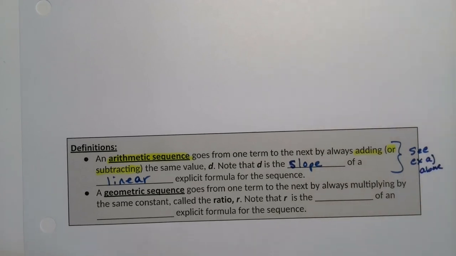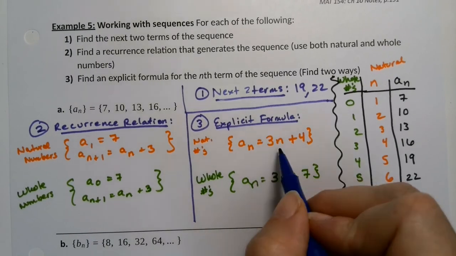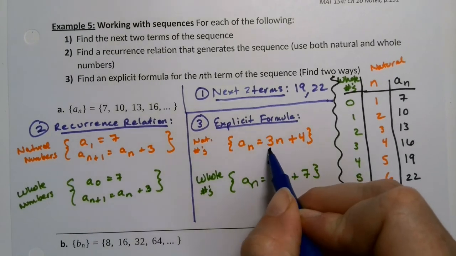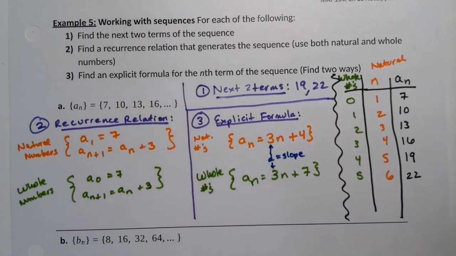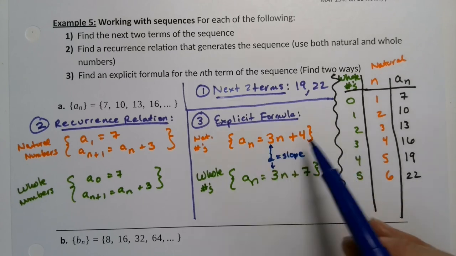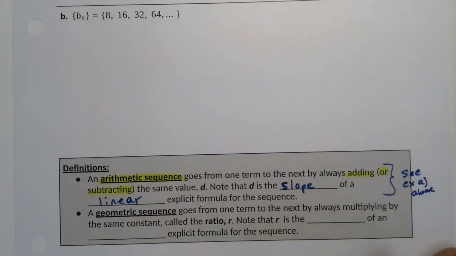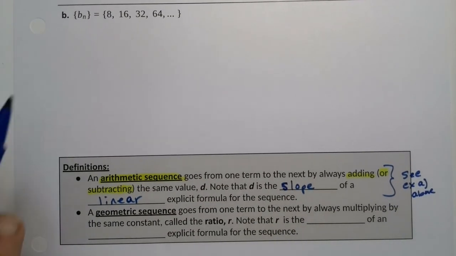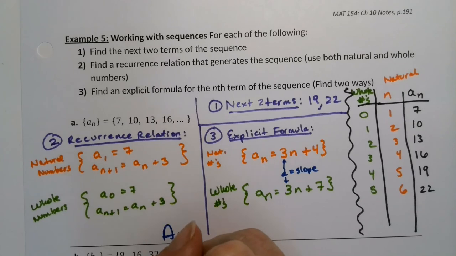So see example A. For us, that d is 3. See it right there? So d is 3. It's the slope of that explicit formula. And this is linear because, of course, we're adding on the same amount every time. So that is an arithmetic sequence. Part A is an arithmetic sequence. Part B will be geometric.